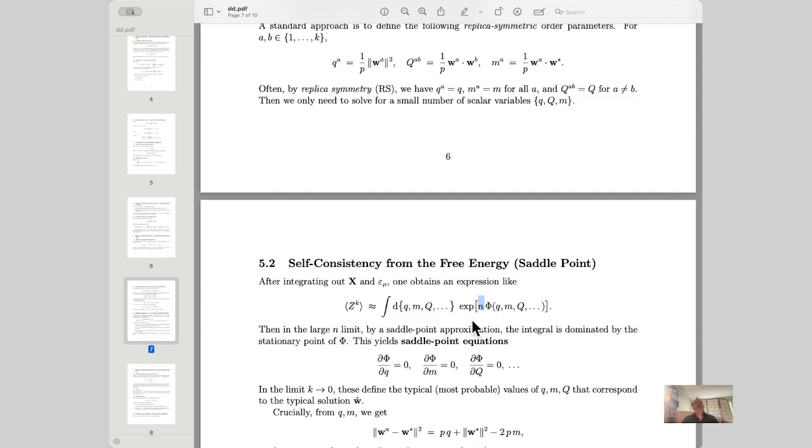And then you solve this using saddle point, meaning I assume that I can replace the integral in terms of n with its peak value. And you get these saddle point equations where whatever expression you got for this psi now becomes d psi dq is 0, d psi dm is 0, d psi dQ is capital Q is 0.